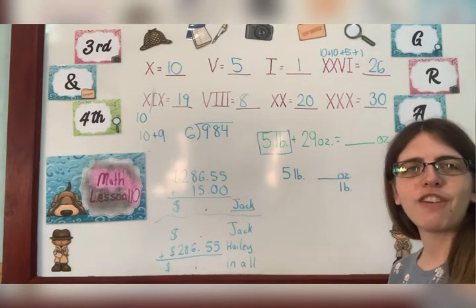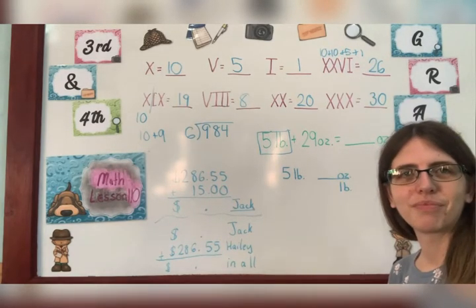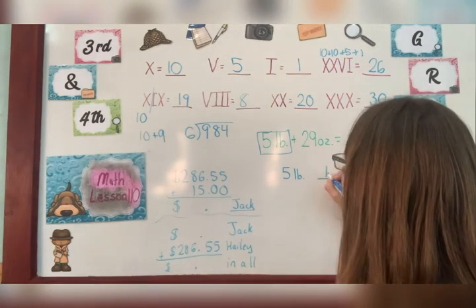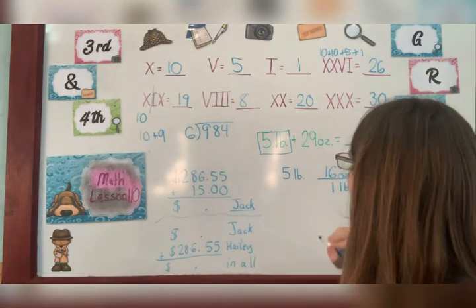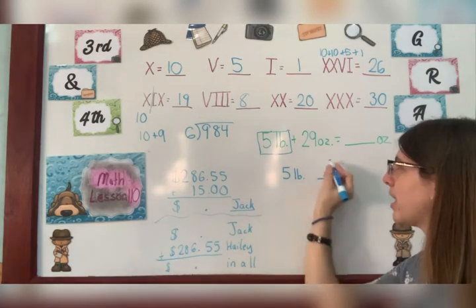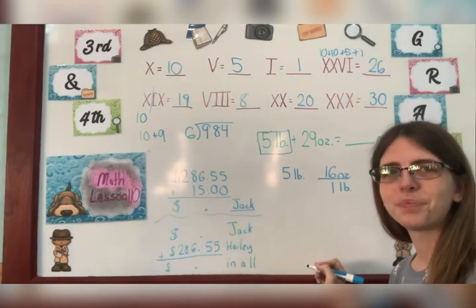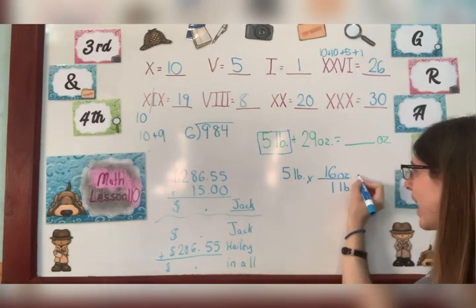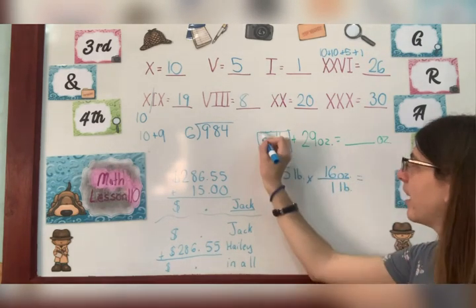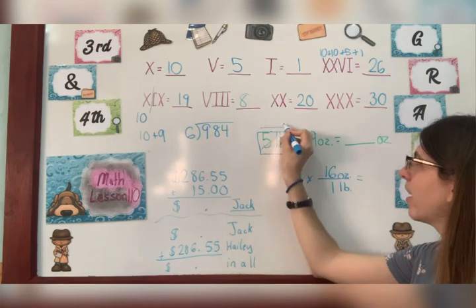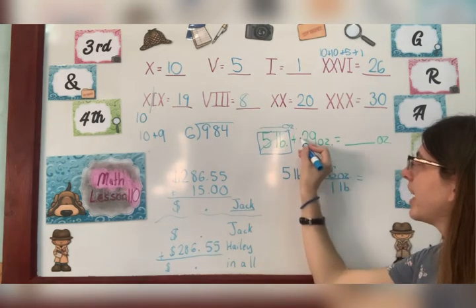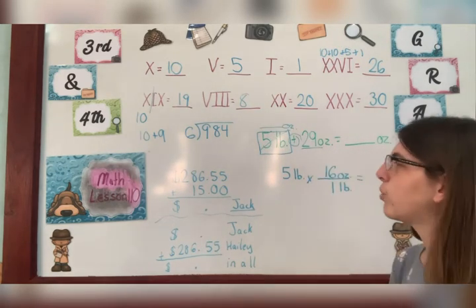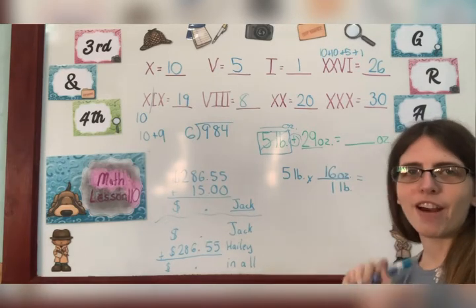What's my conversion factor? There are 16 ounces in 1 pound. Since my number is on the top, what do I do? I multiply. Once I have my answer for 5 times 16, I'll write it right here. Then I need to add it to my 29 ounces to get my final answer.